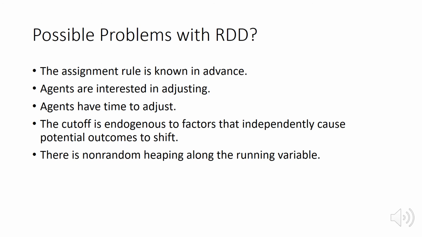Elizabeth, Peyton, Renee, to your points, maybe the cutoff is endogenous to factors that independently cause potential outcomes to shift. Or maybe there's a reason why we see people on either side of the cutoff variable. So Kim and Chloe, let's take your example of height. Maybe there's biological reasons why people tend to be certain heights. That's non-random. That's going to influence the running variable, the predictor variable.